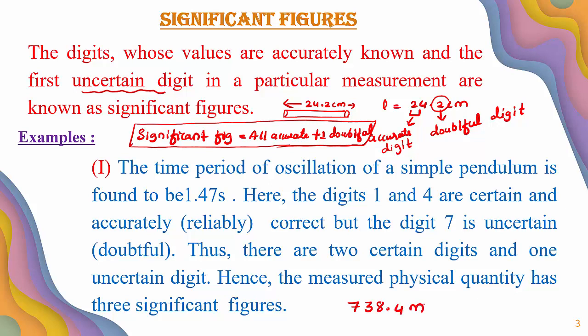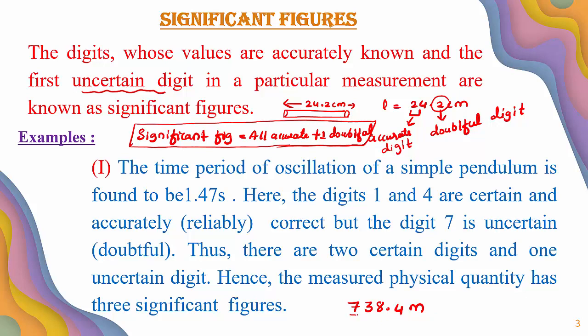738.4 meter. This is one number. Let us take, this is the distance. The distance measured is how much? 738.4 meter. Now totally there are 4 significant figures. How many significant figures are there? 4 significant digits: 7, 3, 8 and 4. All these are significant digits.